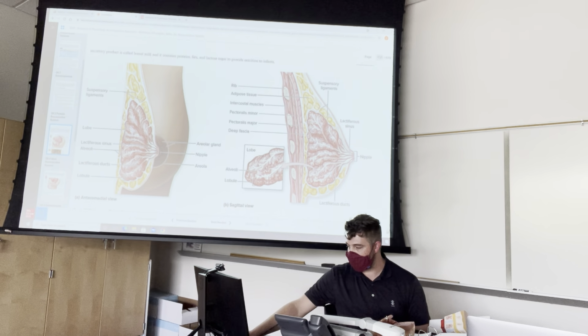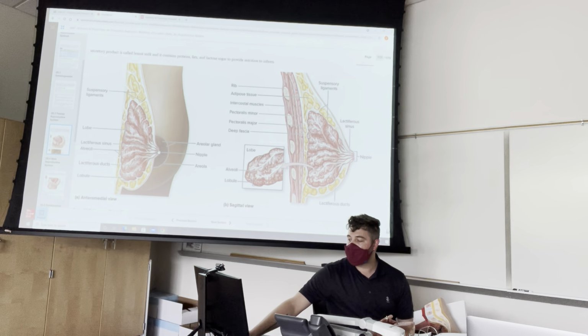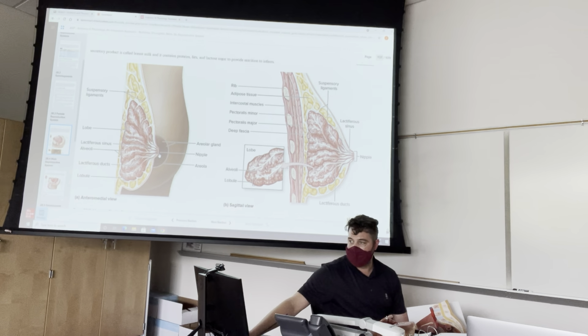And then when the ducts join together, they become these larger sinuses. That's just what the sinus is. Lactiferous sinus is just when the ducts join together, and the sinuses will exit out through the nipple. Notice it's not just one hole out to the nipple, it is multiple ones.